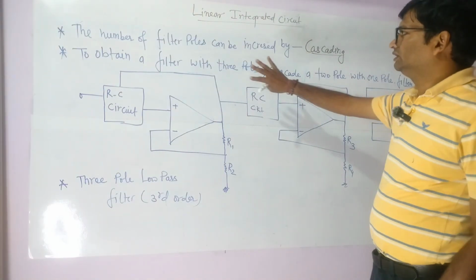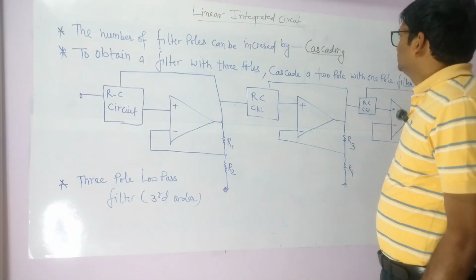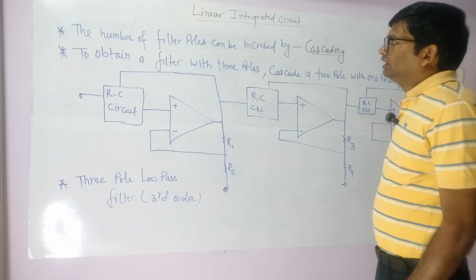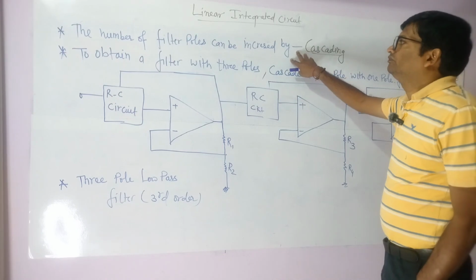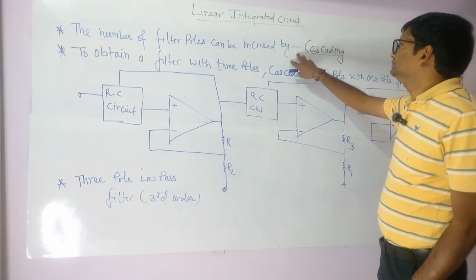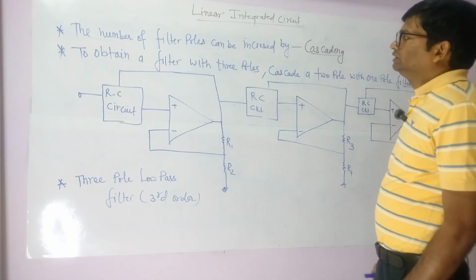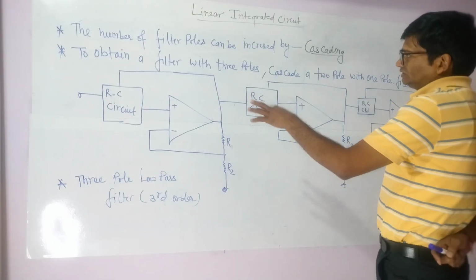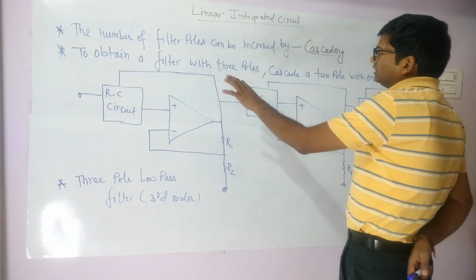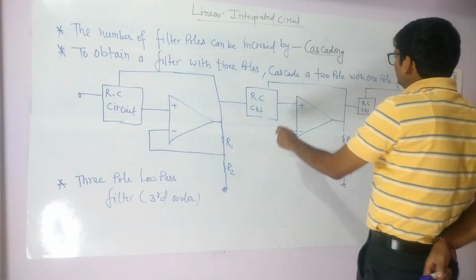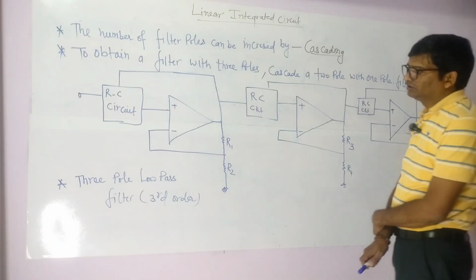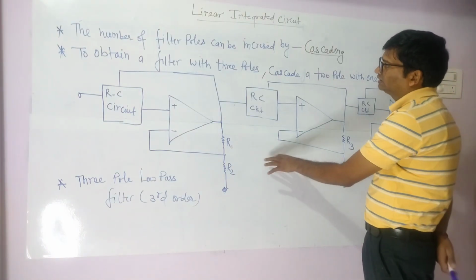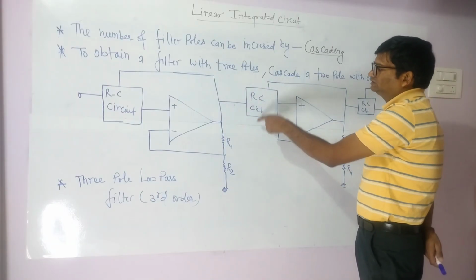Suppose that you want to design filters in a cascading manner. The number of filter poles can be increased by using cascading. In this design, we are targeting three poles, so we cascade a two pole filter with a one pole filter. So we can say that it is a third order filter, and we are connecting three RC networks.